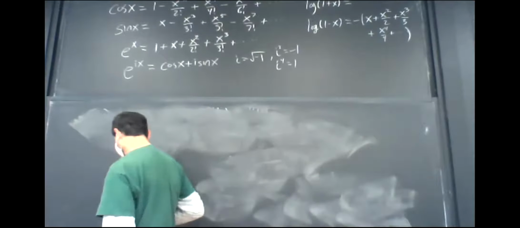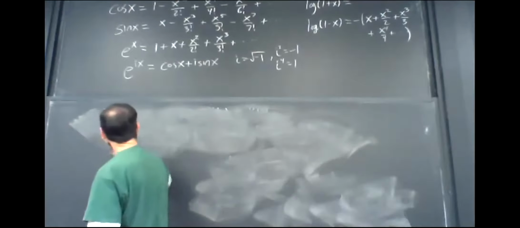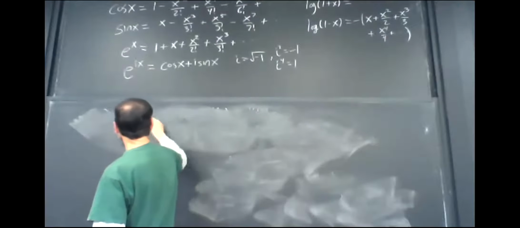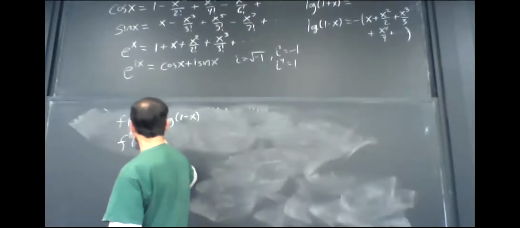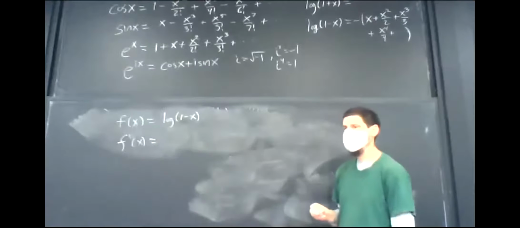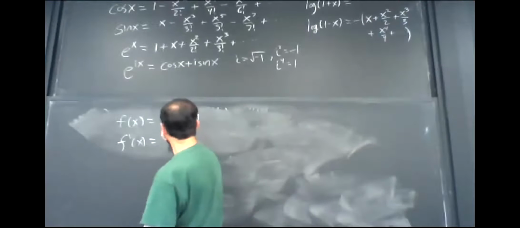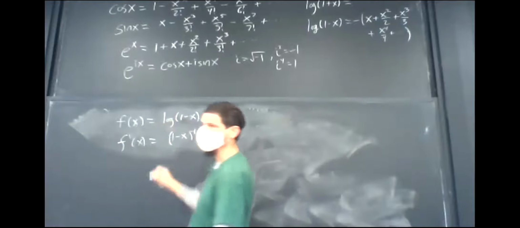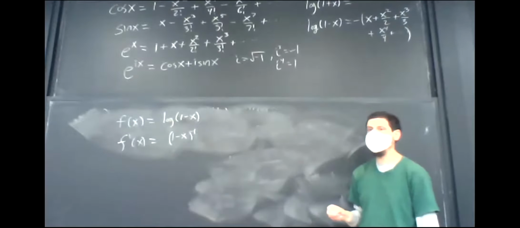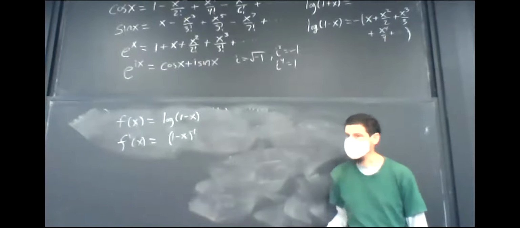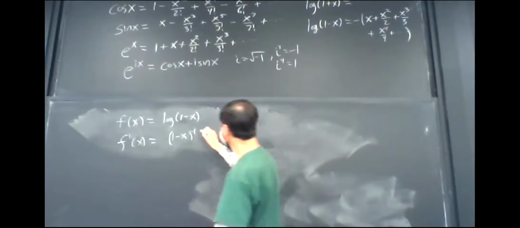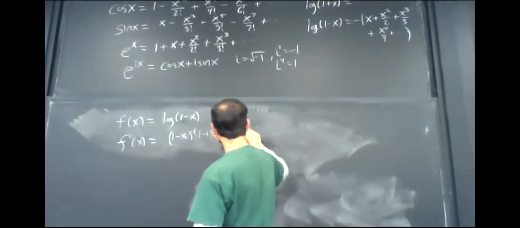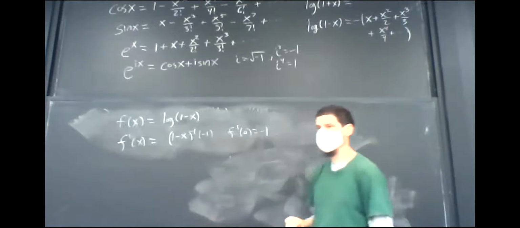All right. If we take f of x is the log of 1 minus x, f prime of x, the derivative of the log of 1 minus x, it's 1 minus x to the negative 1. It's 1 over that. And then I have to take the derivative of 1 minus x. What's the derivative of 1 minus x? It's negative 1. And so we get f prime of 0 is negative 1.